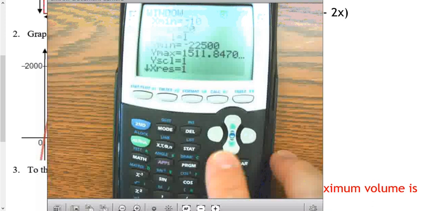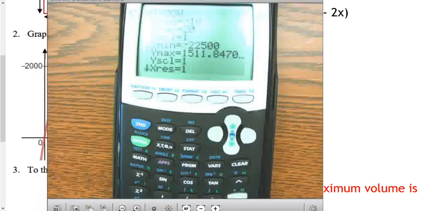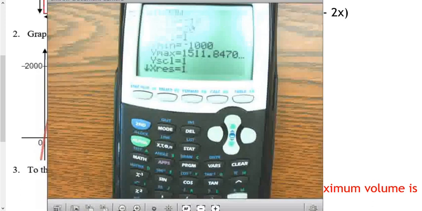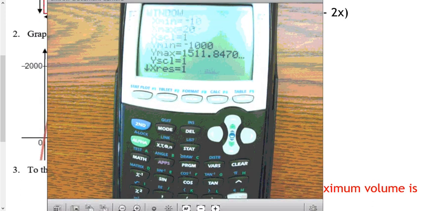My y min, that's way below what I need, and my y max is about 1500. So let's change this to negative 1000. And this one, let's go a little bit more than 1500 so I can see above that curve. So let's go 3000.